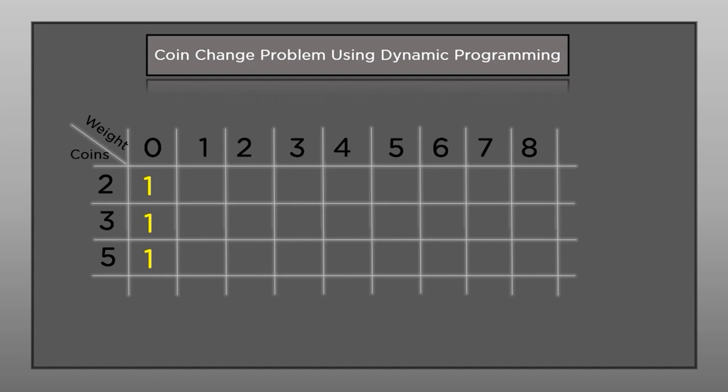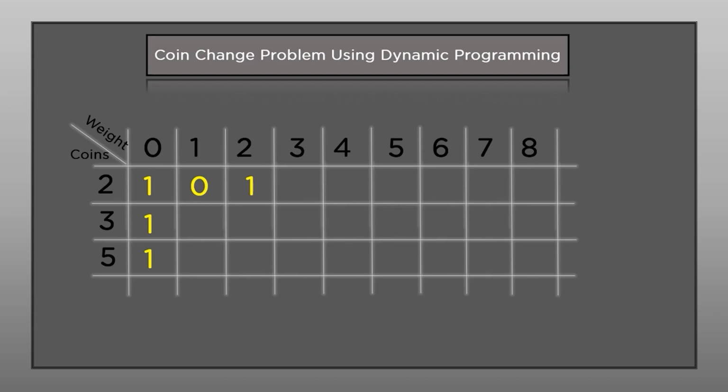Now that the sum is 1, can we make it 1 using a coin value of 2? The answer is no. We can't make it 1 using a coin value of 2. So we will fill 0 in here. Next, we must make the sum 2 using a 2 rupee coin, and there is only one way to do so. Use 1 2 rupee coin.